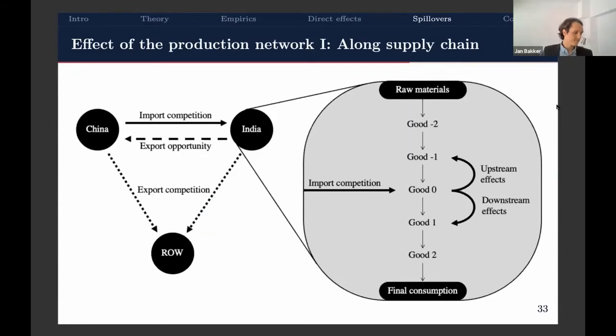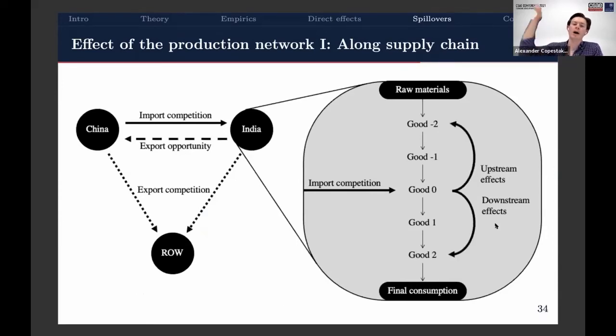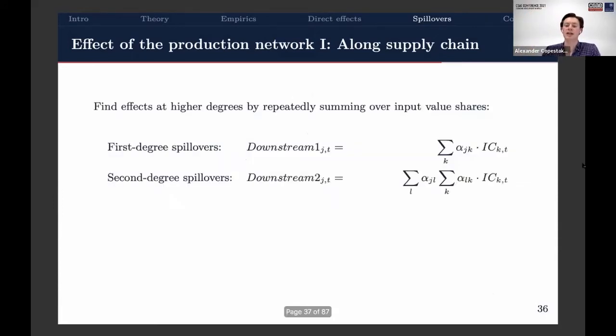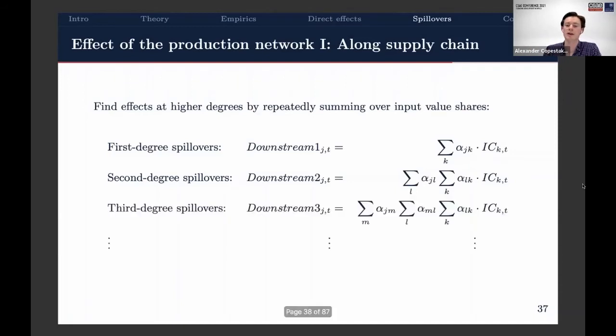Great, thanks. Now, that was a very simplistic model of the supply chain. We only looked one step in each direction. There might actually be effects two steps up the supply chain. So good minus two might be directly affected by good zero, or we might see that there's a ripple effect that persists. To get at that, I'm going to repeatedly sum over those input-output coefficients to get my second degree spillover, likewise to get the third degree spillover, and so on.